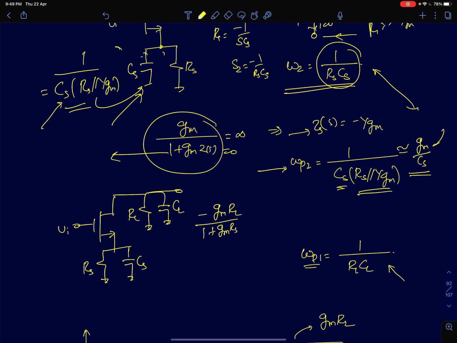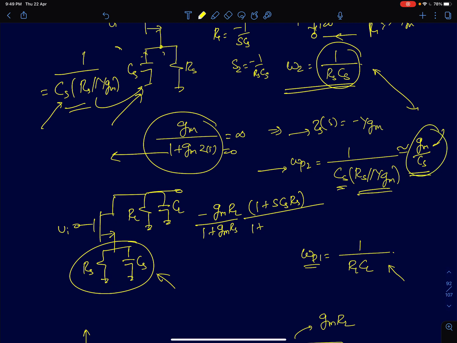Then we calculated the poles and zeros. We saw there is only one zero in the system; the other zero is at infinity. So I'll write 1 plus S CSRS. And we saw there are two poles in the system. The first pole, because of the short circuit transconductance, was approximately at GM by CS. So I'll write 1 plus S CS by GM, times 1 plus S CLRL. 1 by RLCL was the second pole. So we can write this expression this way.